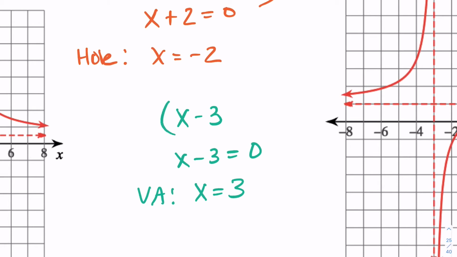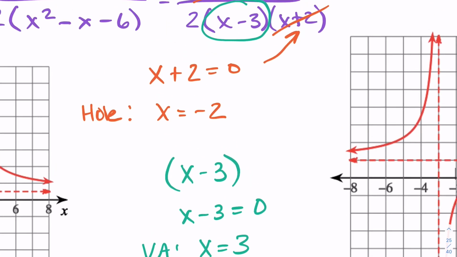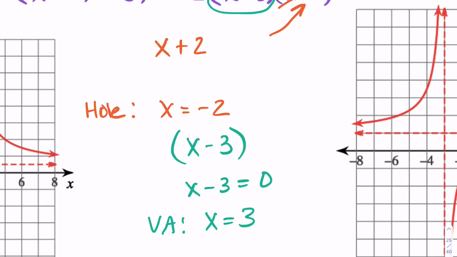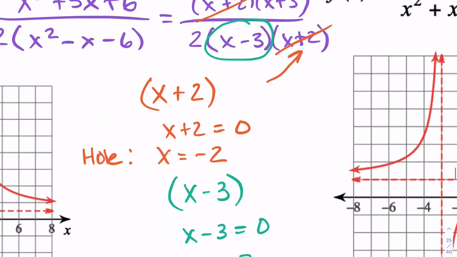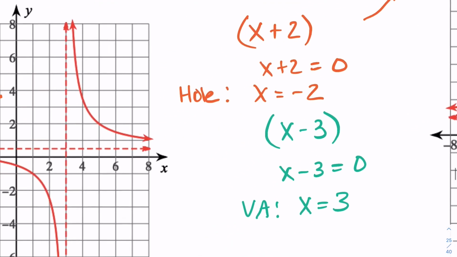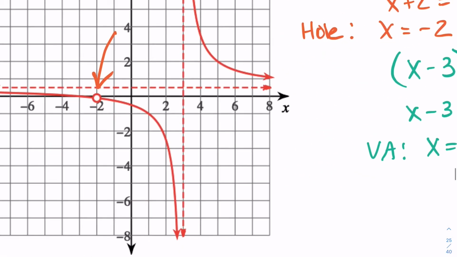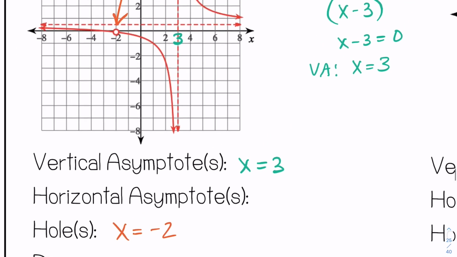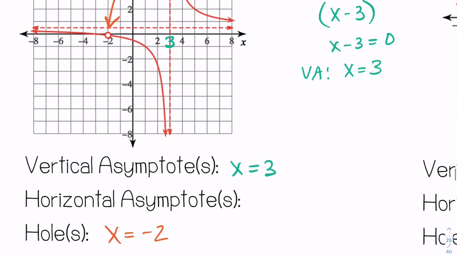Okay, so here's x minus 3. That's our problem. Here's x plus 2. Let me move this down. That's the whole. So x plus 2 equals 0. So notice I'm taking each one of these and setting it equal to 0 because at each spot there's a problem. So we see at 3, there's a vertical asymptote. So x equals 3 is my vertical asymptote. So far, so good? All right.